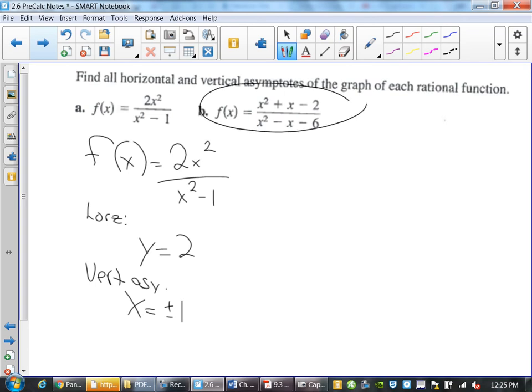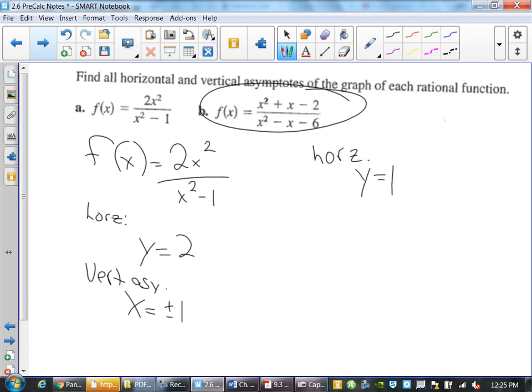Same thing here. The horizontal asymptote for the second one. Where's the horizontal asymptote going to occur on that one? f of x is x squared plus x minus 2 over x squared minus x minus 6. Where's it at? 1. Good. Horizontal asymptote here is going to be at y equals 1, because they have the exact same degree. So it's just a fraction of their coefficients.